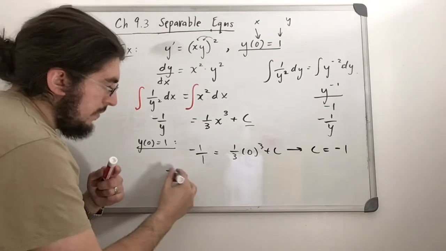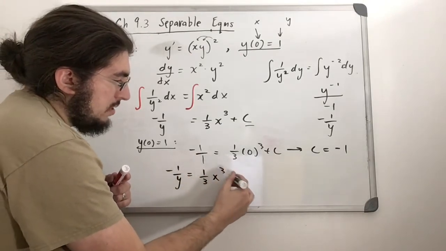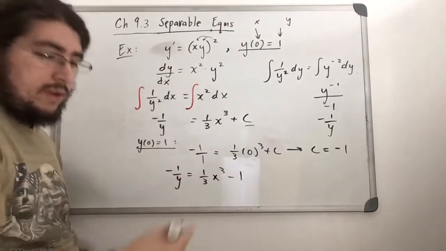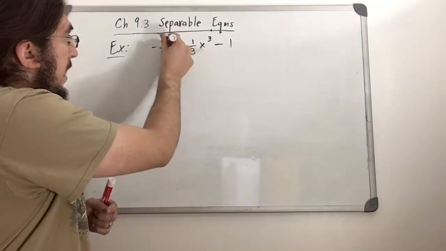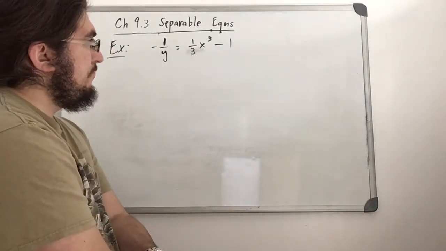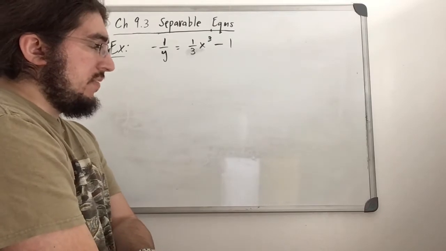So that our equation becomes negative 1 over y equals 1/3 x to the third minus 1. Okay, I'm going to clean this up and write it over here. Okay, so it's cleaned up. Negative 1 over y equals 1/3 x to the third minus 1. Now what we want to do is solve for y completely, so we have y as a function of x.